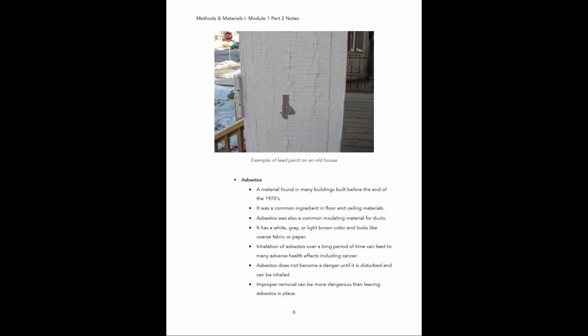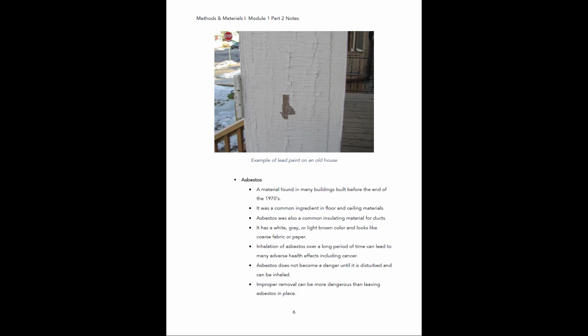All right, so going on, asbestos. This is a material that's found in a lot of old buildings that were built before the end of the 1970s. It was a common ingredient in floor and ceiling materials. So for example, a lot of ceilings in some of these old buildings are acoustic tile, and those will have asbestos particles inside of them. Or some of the old vinyl floorings in these older buildings, the adhesive that they use to hold those down to the floor, those contain asbestos.